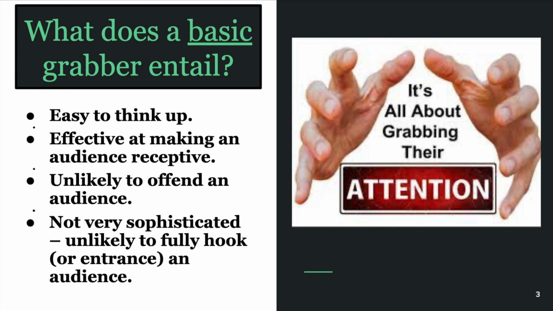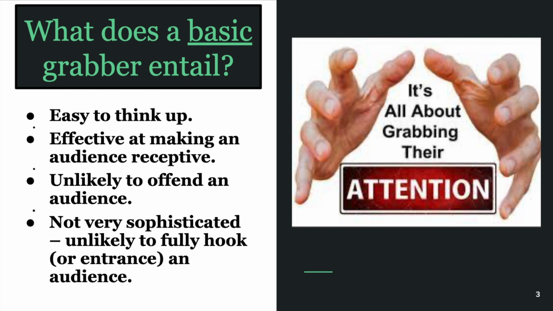So we're going to start with basic grabbers, and so we should answer the question, what does a basic grabber entail? Well, if it's basic, there are certain attributes that should be fairly evident. The first is that a basic grabber is easy to think up. So you shouldn't have too much difficulty thinking of what you want to do as a basic grabber at the beginning of your speech. A basic grabber should be effective at making an audience receptive to what you're going to be saying. A basic grabber is going to be very unlikely to offend your audience.